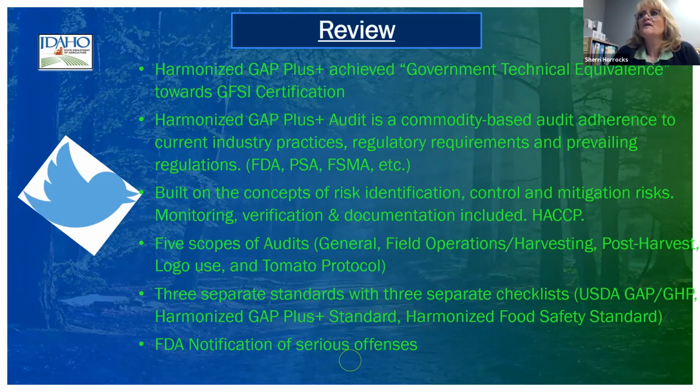The 5 scopes of audits: general, field operation harvesting, post-harvest, logo use, and tomato protocol. 3 separate standards with 3 separate checklists: the USDA GAP GHP, Harmonized GAP Plus Standard, and the Harmonized Food Safety Standard. And we do notify FDA for serious offenses. Next and last slide.